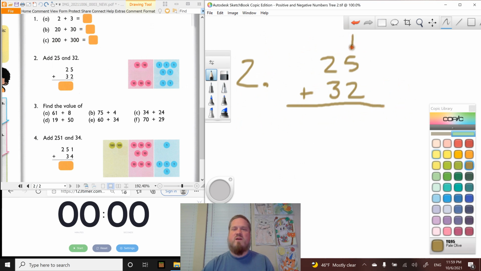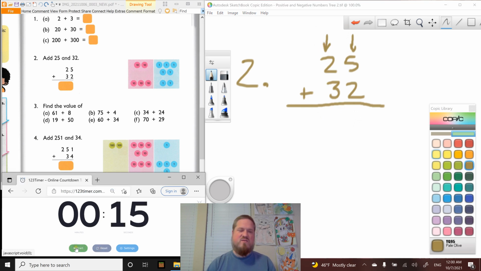Don't forget, we're going to add the ones column first. After you've added that up to a number down here, you're going to add the tens column to a number right here. I'm giving you 15 seconds. Sorry if it's too much. Let's go.